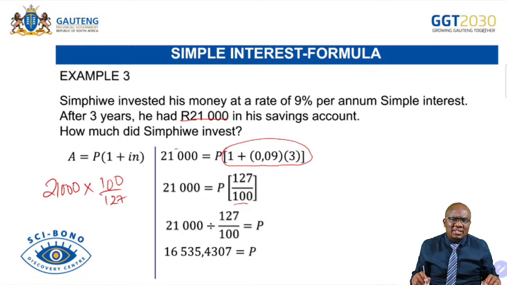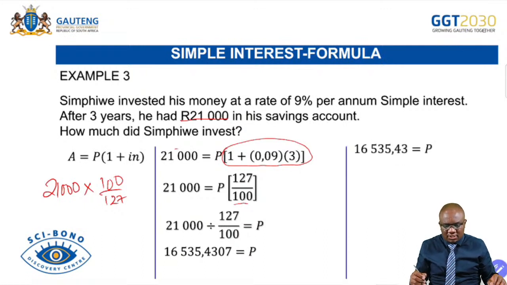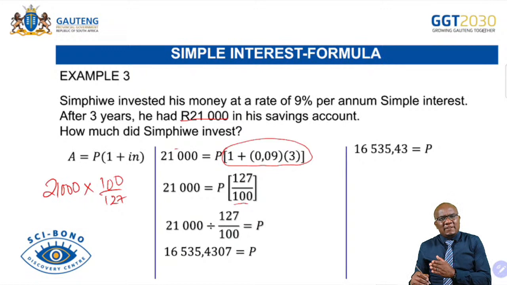Should you leave our answer like that? We can round off now because this is our final answer. If you leave it like this, how much is that? You can't read it. So it should be rounded off. So it's 16,535 Rand and 43 cents. Right, so this is the money that was invested by Simpiwe. You see that? So this is how you calculate these variables.